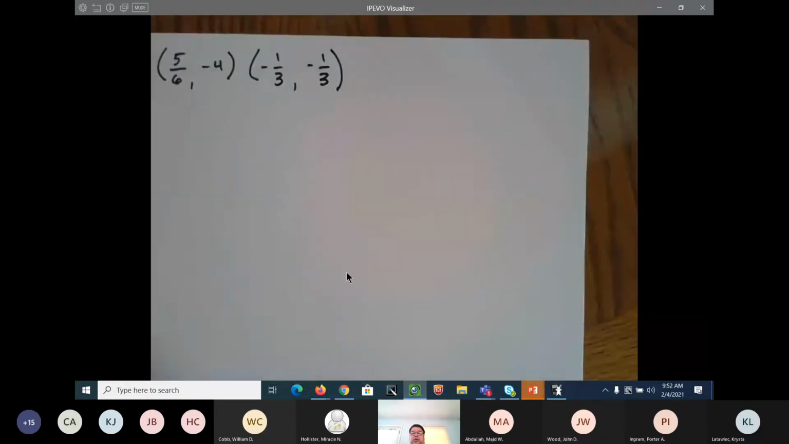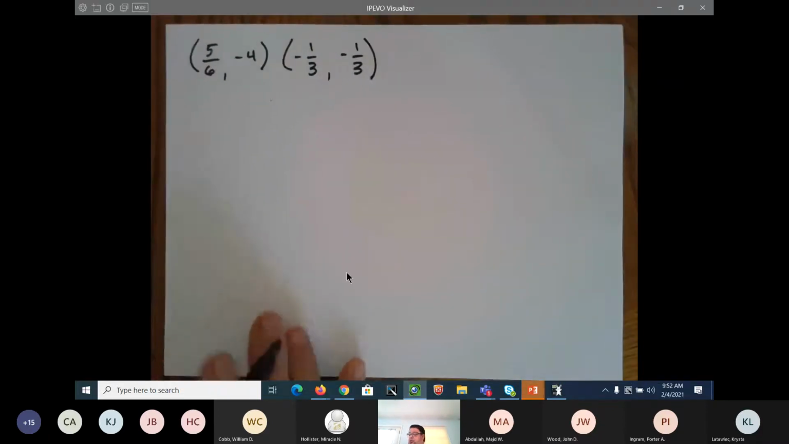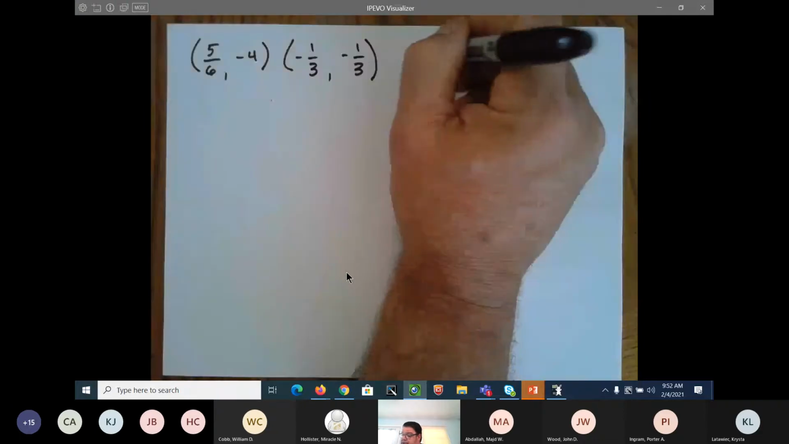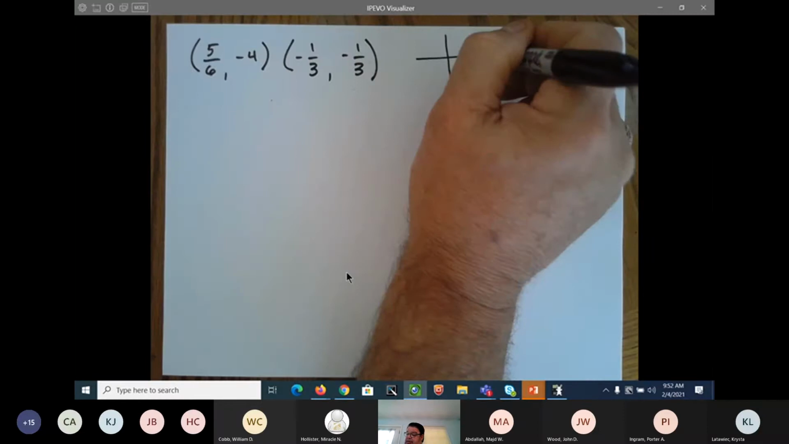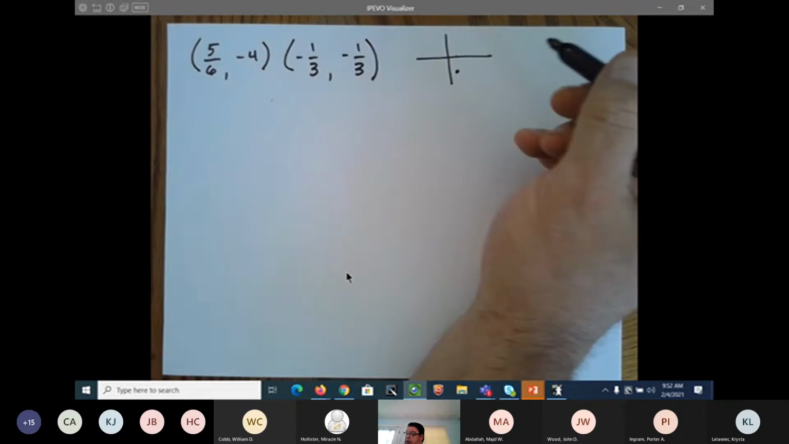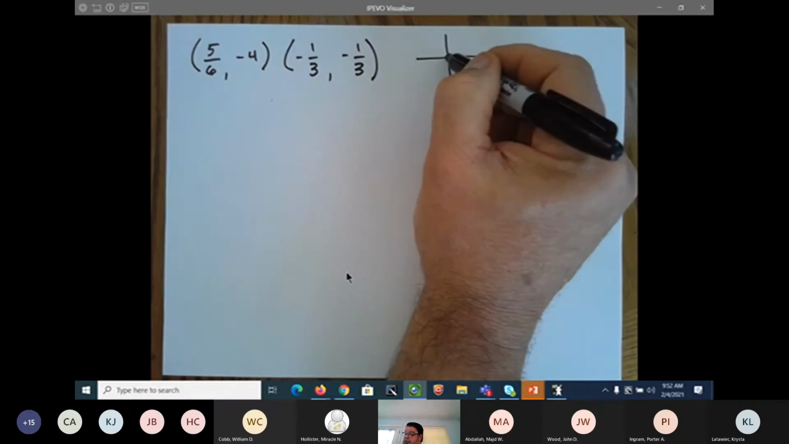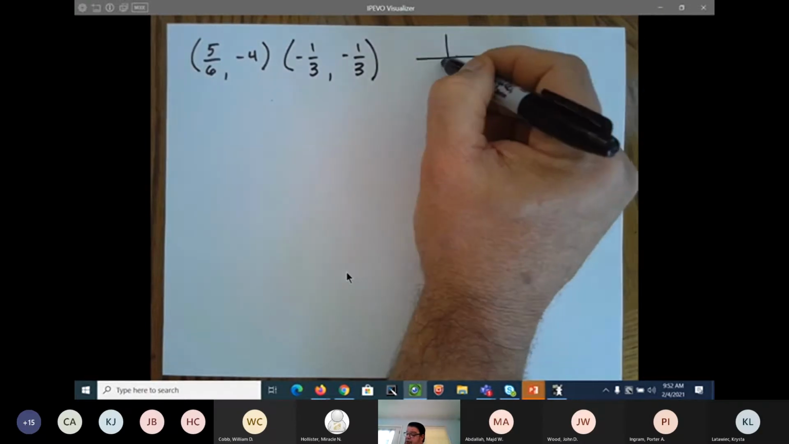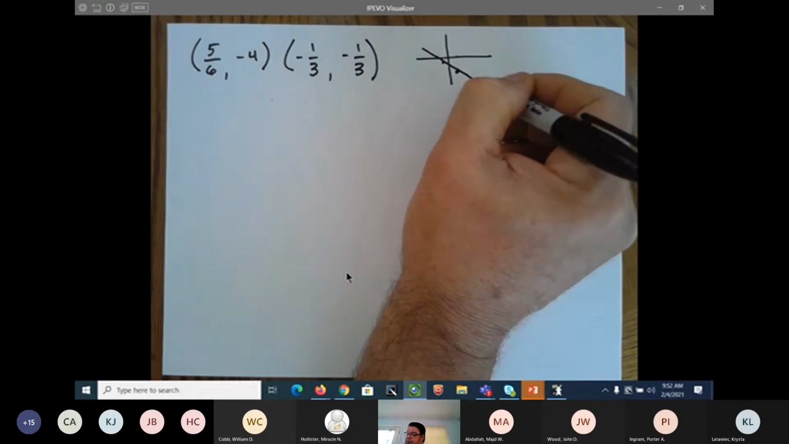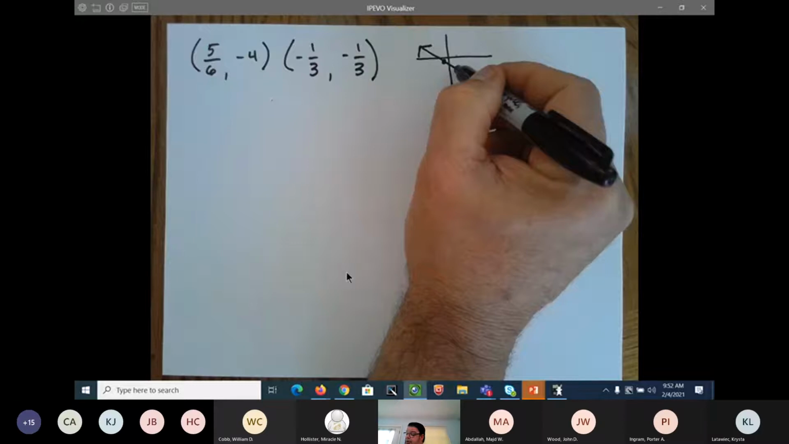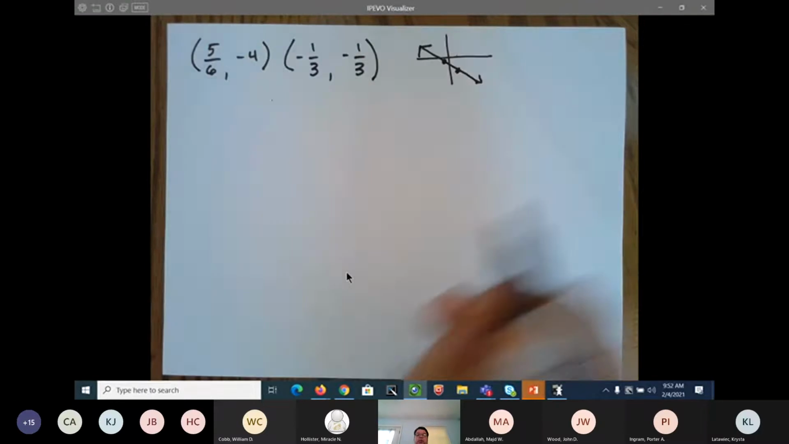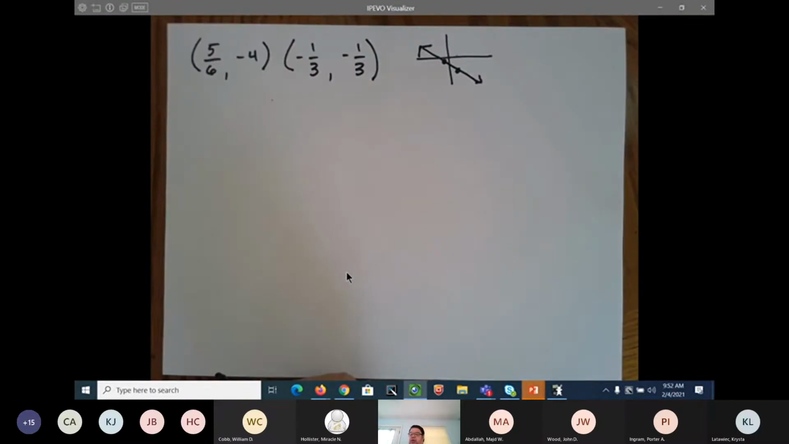First of all, I'm going to draw a sketch of this so we know what it looks like. Let's see, it's going to be all over. So 5/6 is almost 1, and -4 is down here. And -1/3 is this direction, and -1/3. So it looks like to me we got a negative slope. So at least when we put out our slope, we know it's supposed to be negative.